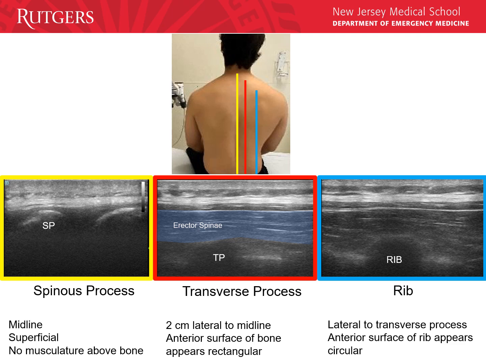Start by identifying the spinous processes by placing the probe midline in the sagittal plane with the marker cephalad. Here you will see the spinous processes as superficial hyperechoic rounded structures with minimal musculature overlying it.